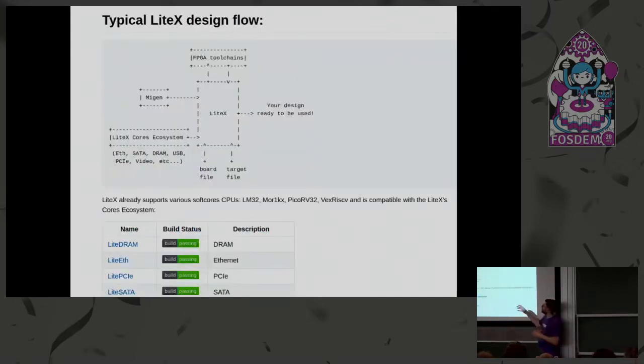LiteX is a combination of a few things. There's MiGen, which is the domain-specific language based on Python. And I'll show you a few snippets of MiGen in a bit so you get a flavor for what it looks like. The other part of LiteX is these IP blocks. There's a DRAM controller, Ethernet controller, PCI Express controller, SATA, and a few other ones. These are IP that you can grab and tie together to build a system on chip for your FPGA.